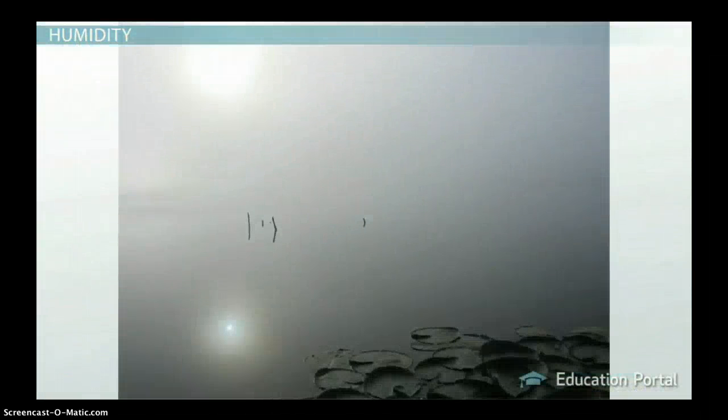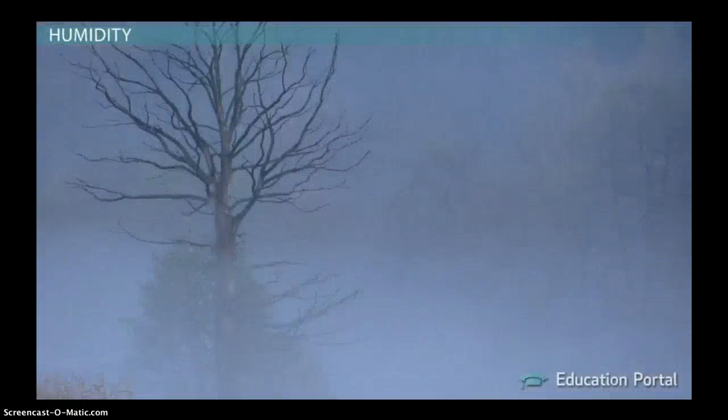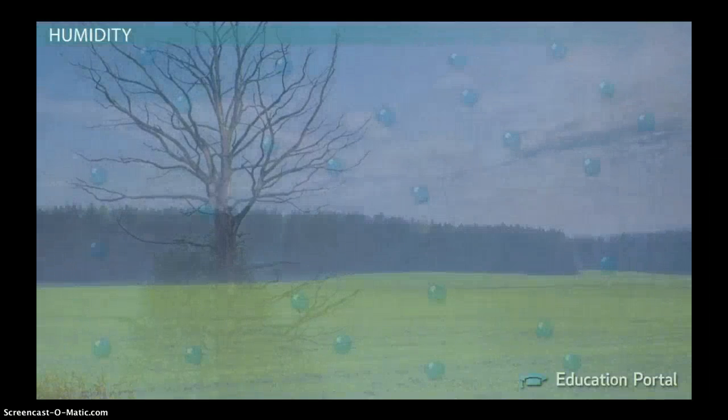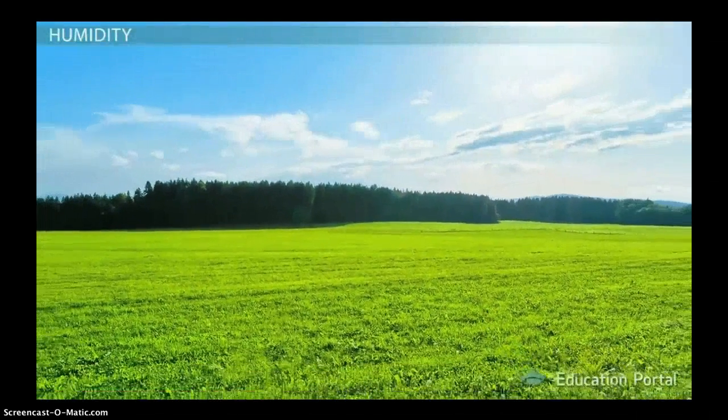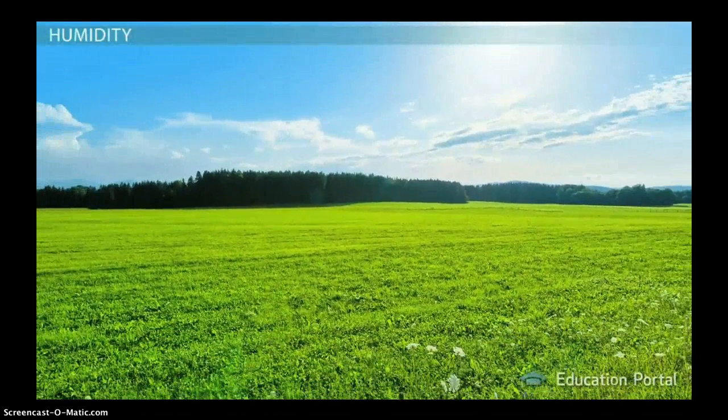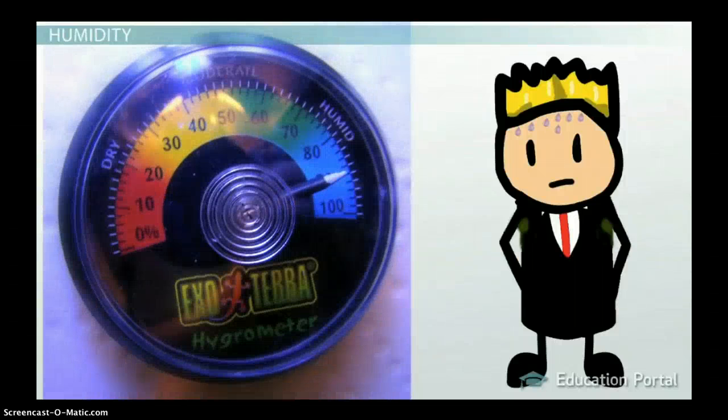The amount of moisture can be seen when it condenses as fog. A foggy morning occurs when the moisture in the air becomes cool enough to condense and form tiny drops in the air. As the air warms through the morning, the drops evaporate back into the air again, making it clear. Humidity is measured using a psychrometer or a hygrometer and is measured as a percentage.